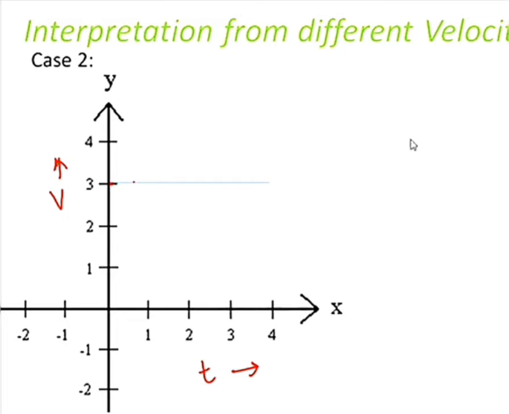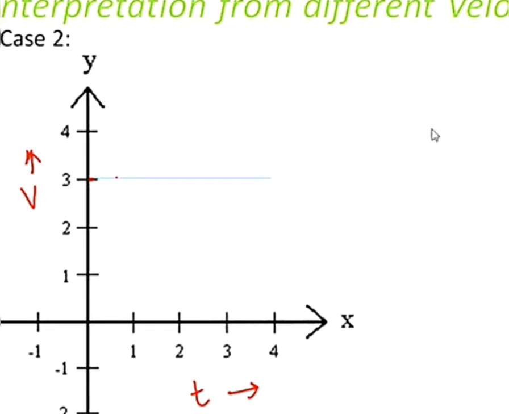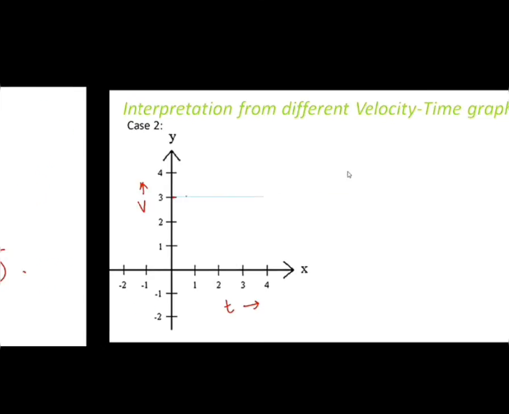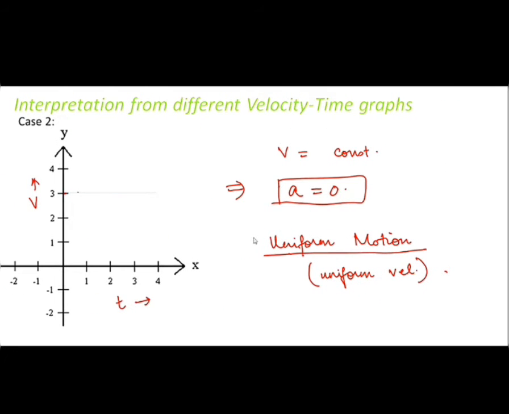So velocity is constant, and this implies that acceleration is zero here, because your velocity is not changing with time. So that means this body does not have any acceleration. So the body moves with uniform velocity, and this represents a uniform motion, that is, the body moves with uniform velocity.